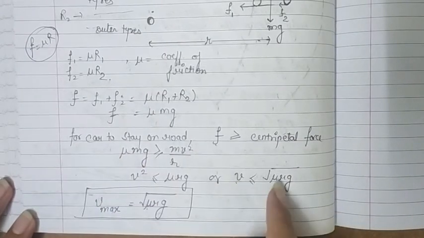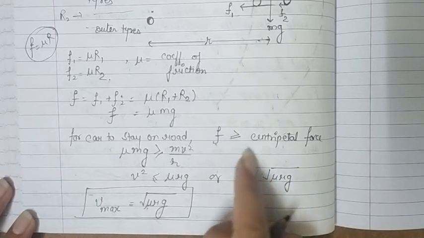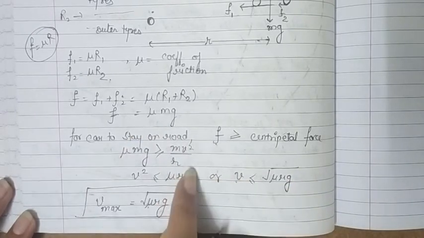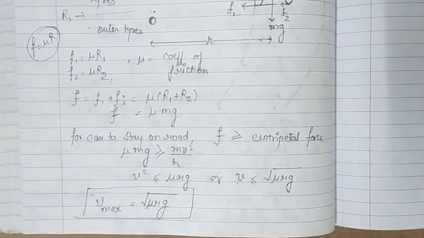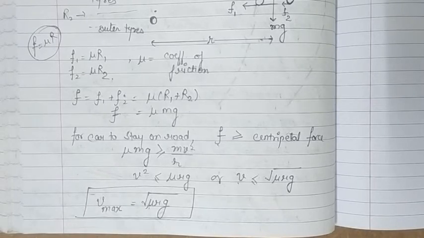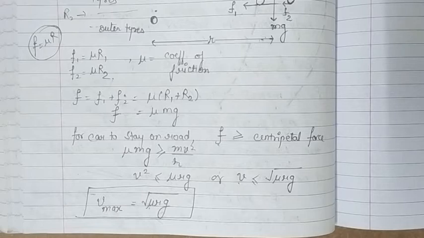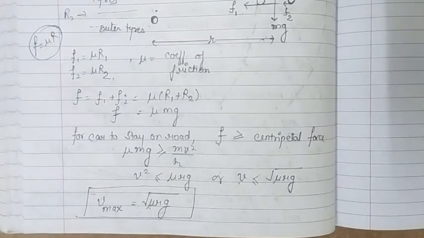If the speed becomes more than this value, this relation will not be valid. That means this relation will not hold, and in that case the car will not show motion like this. It will skid and go away from the center or leave the road.